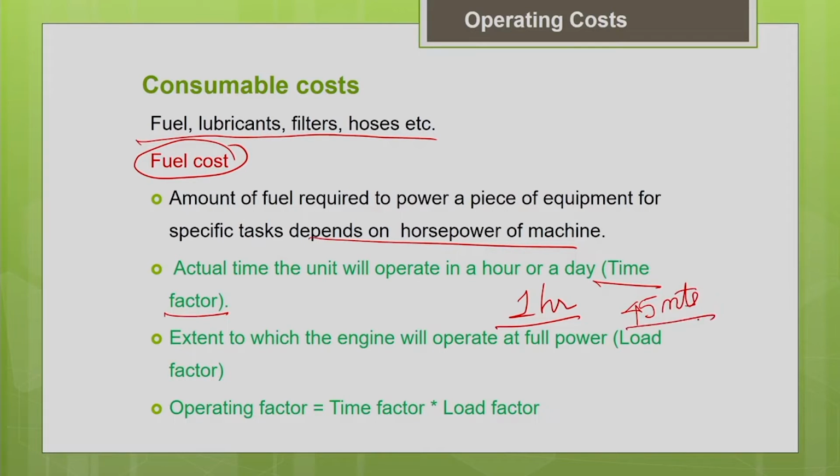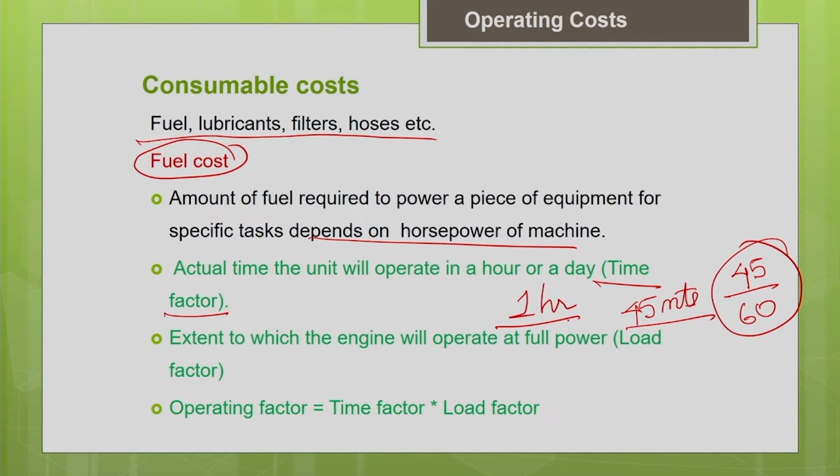So, depending upon the job productivity needed at your project site, your machine won't work for the entire 1 hour. That is what is called the working efficiency. How do you find the working efficiency? For example, if a machine is working for 45 minutes in an hour, your working efficiency is 45 by 60. That gives you the time factor. The actual time the unit will operate in an hour or a day is called the time factor.